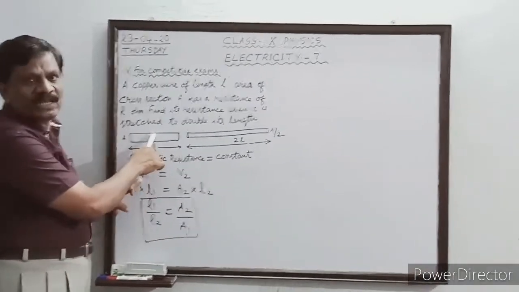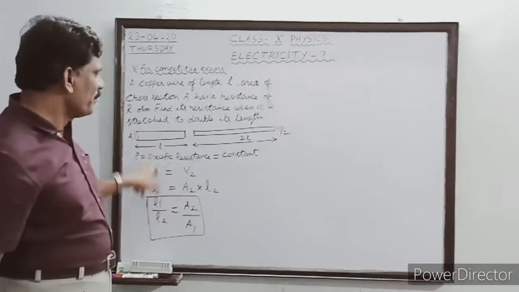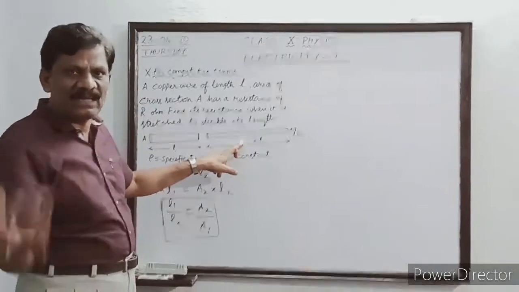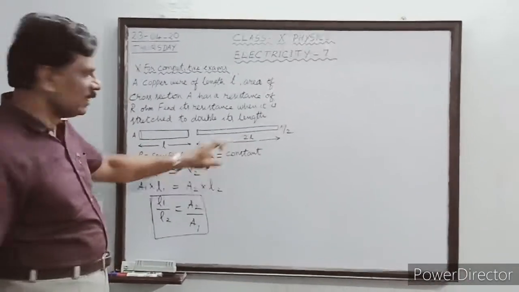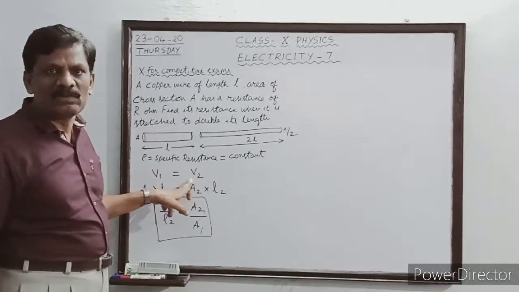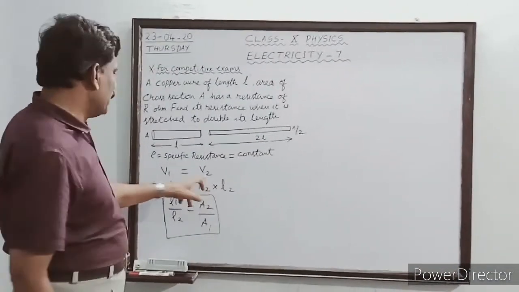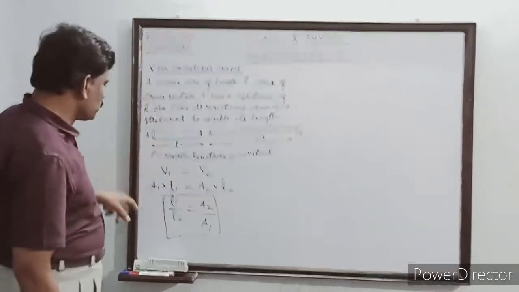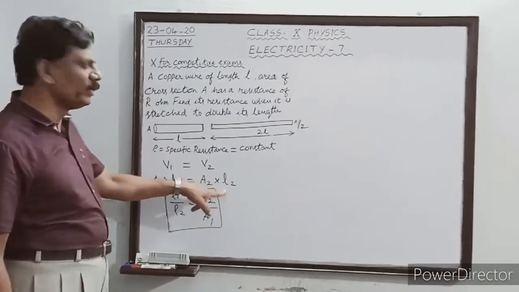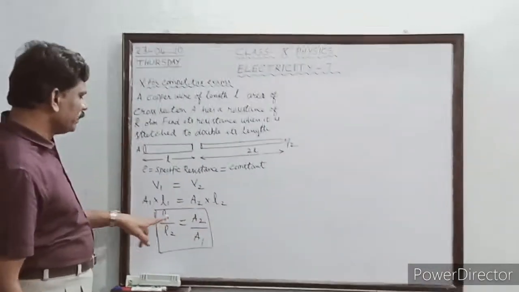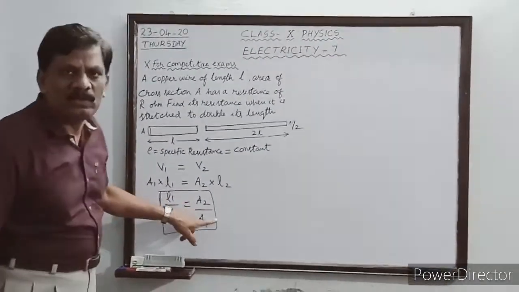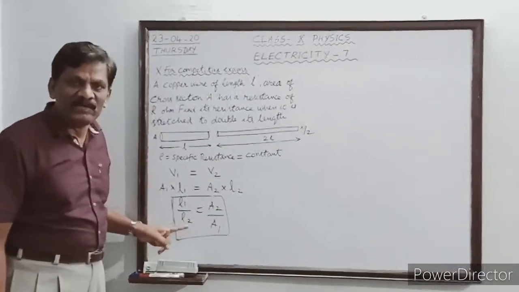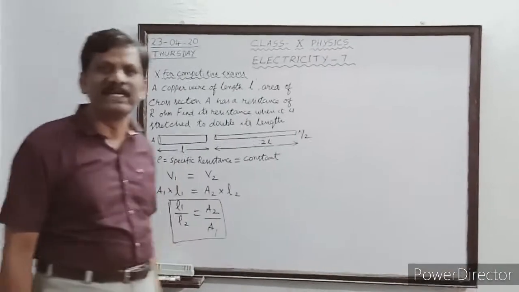Let us take the initial volume of the wire as V1 before stretching, and V2 be the volume of the wire after stretching it to double its length. So initial volume V1 is equal to the final volume V2, and the volume of the wire is what? Area of cross section into length. So A1 into L1 is equal to A2 into L2, or L1 by L2 is equal to A2 by A1. This is the very important relationship between the ratio of the length and the ratio of the area of cross section.